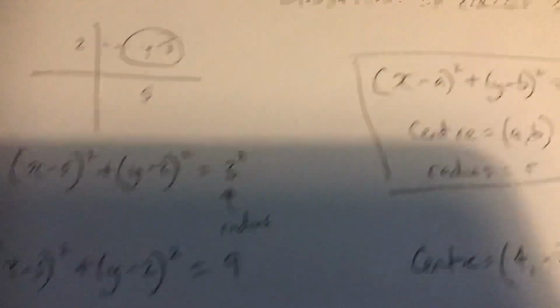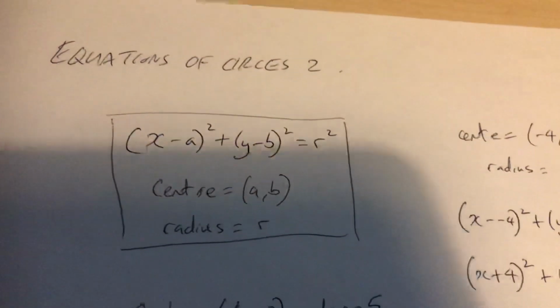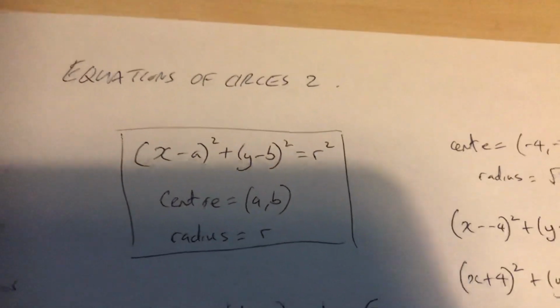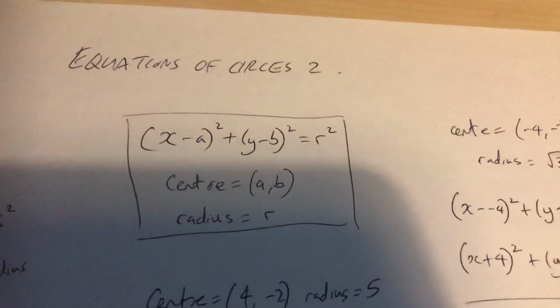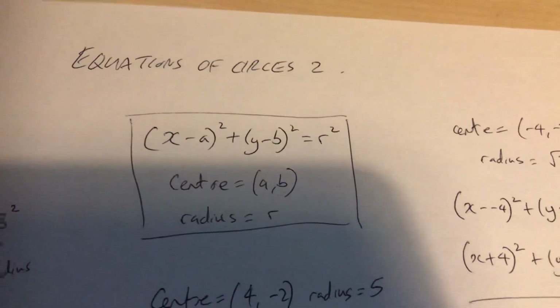That's all related to this, which is the equation that we need to start remembering. (x minus a) squared plus (y minus b) squared equals r squared, where the centre is (a, b) and the radius is r.